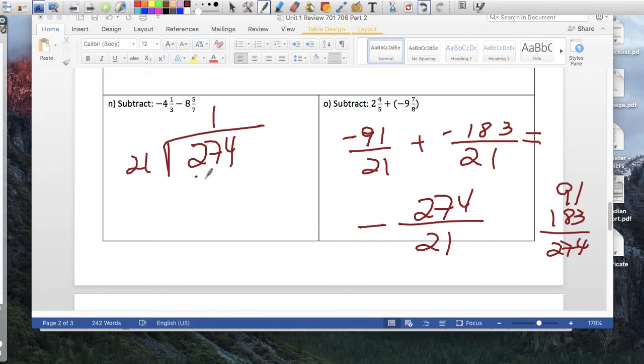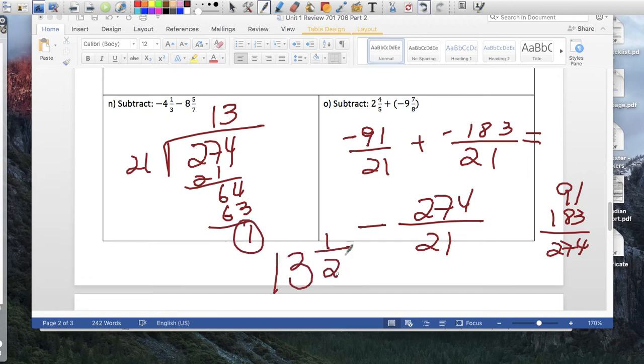21 goes into 27 one time. 6 left over 4. You're going to get 3 times, which is 63. 1 left over. We can stop here. We're not going to go into decimals. So 21 goes into 274 13 times. Remainder 1 over 21. All that negative.